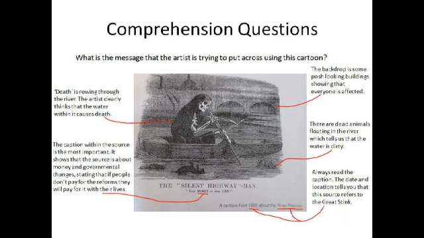This is just an example of answering a comprehension question, and the question is, what's the message that the artist is trying to put across using this cartoon? So if you look at it straight away, we can see that it's death rowing through a river, and it could be that the artist believes that the river is causing death. That's just a very basic layout.